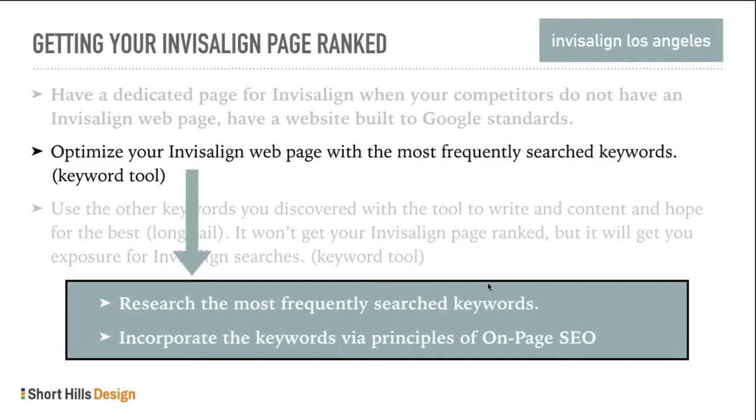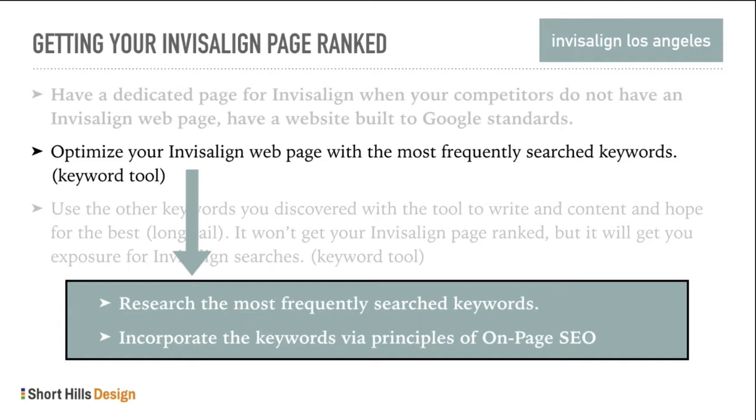So the first thing, and this is where I would come in, or your SEO provider comes in, or you come in, is keyword research, because you want to see what are the most frequently searched keywords for Invisalign. And then once you know that, you use the principles we talked about on-site SEO, and in that video that I referenced for you, to incorporate these keywords. And again, doing this will, at best, make you rank well. At worst, it will put you in the conversation.